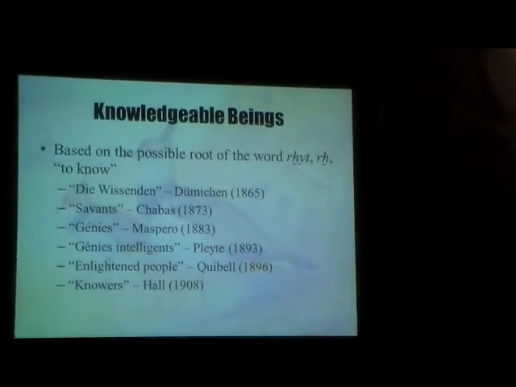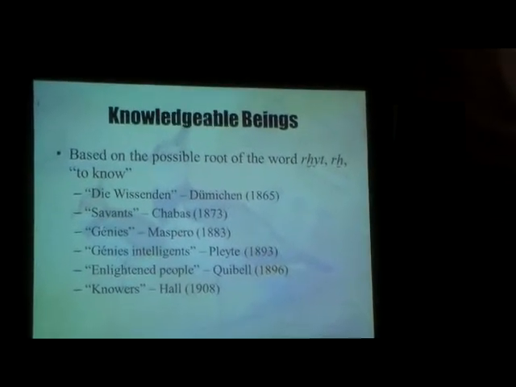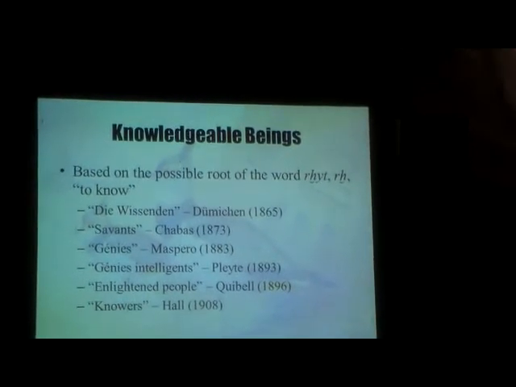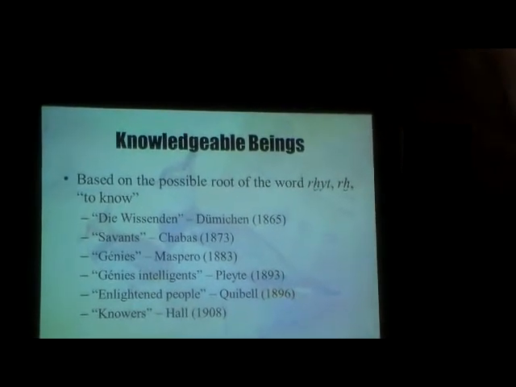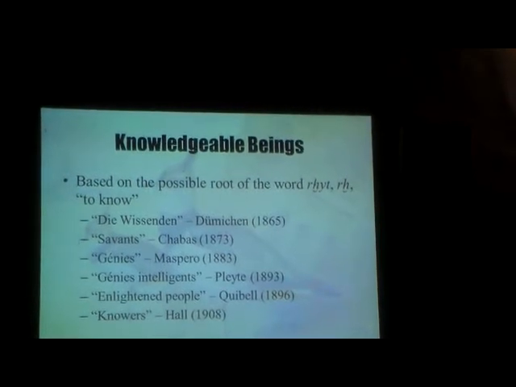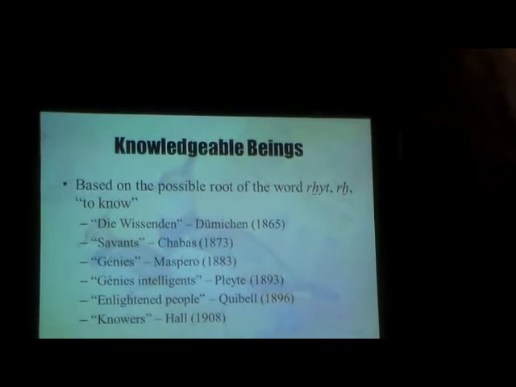In the second half of the 1800s, the 19th century, you see Egyptologists playing on the idea that the word rekhyt comes from the word rek, to know. And so you have various theories here, as you can see. So in English, the enlightened people, or people who know. What does that mean? What does it mean to know? What do they know?